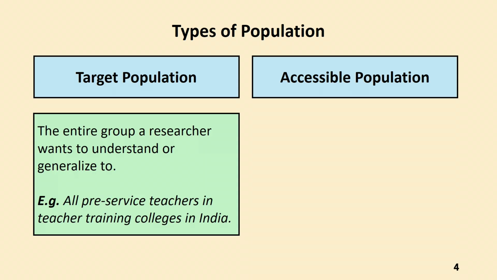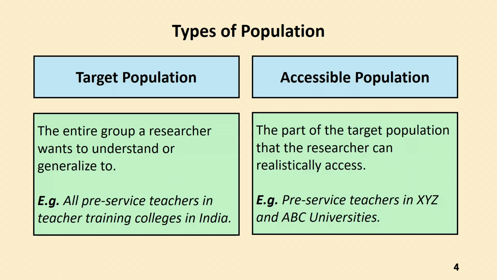One example is here: all pre-service teachers in teacher training colleges in India. Here you can see we are considering the whole existing group of something which we are going to look into. For example, we are looking into all pre-service teachers in colleges in India. On the other hand, let us see what is accessible population. The part of the target population that the researcher can realistically access.